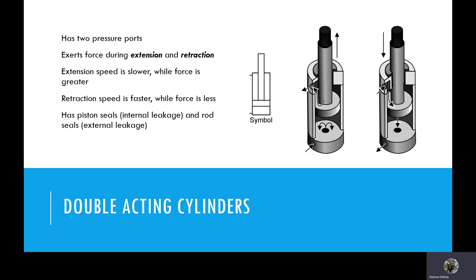Okay, so here you have a double acting cylinder, and you can see the schematic diagram for that. It has 2 ports, and it exerts force during extension and retraction. Extension speed is slower while the force is greater, and again, that's because of the area. Retraction speed is faster, but with less force because of the smaller area. It has piston seals for internal leakage between the cap end and the annular end. And it has seals, of course, around the outside to protect against contaminants getting into the cylinder itself.